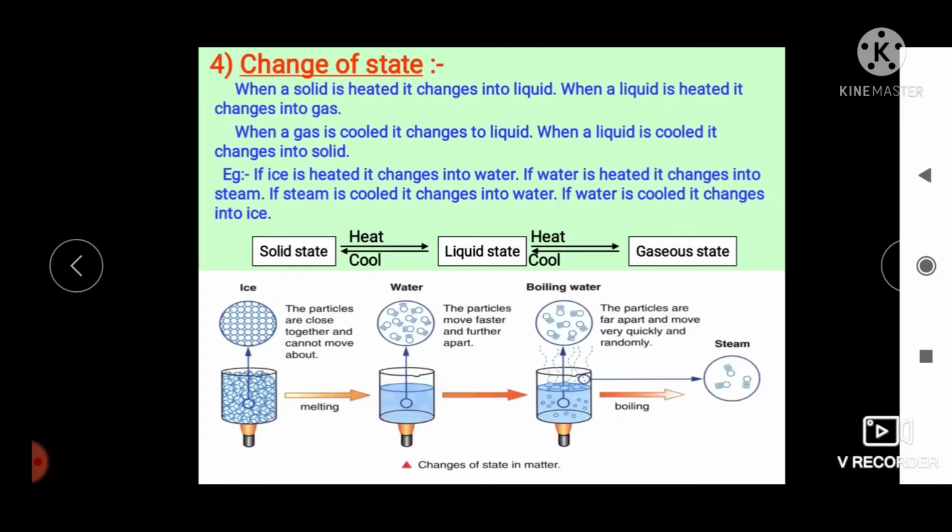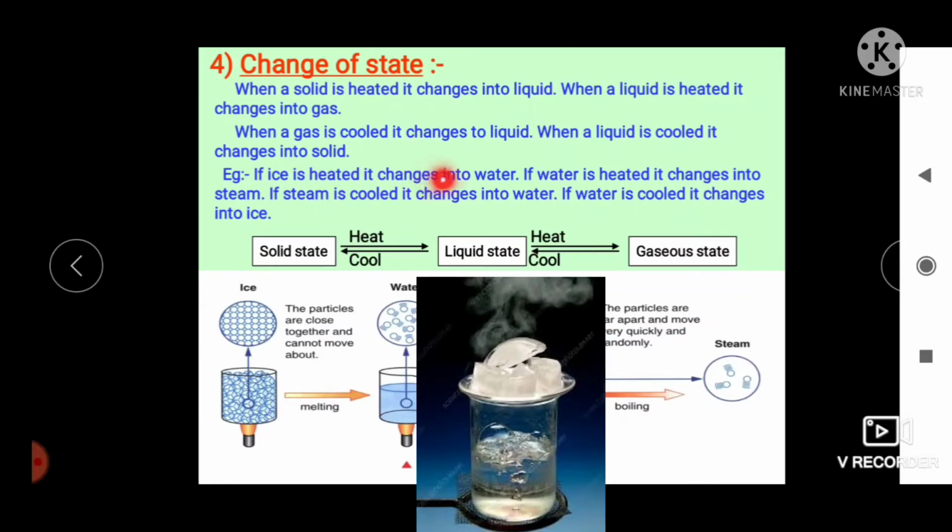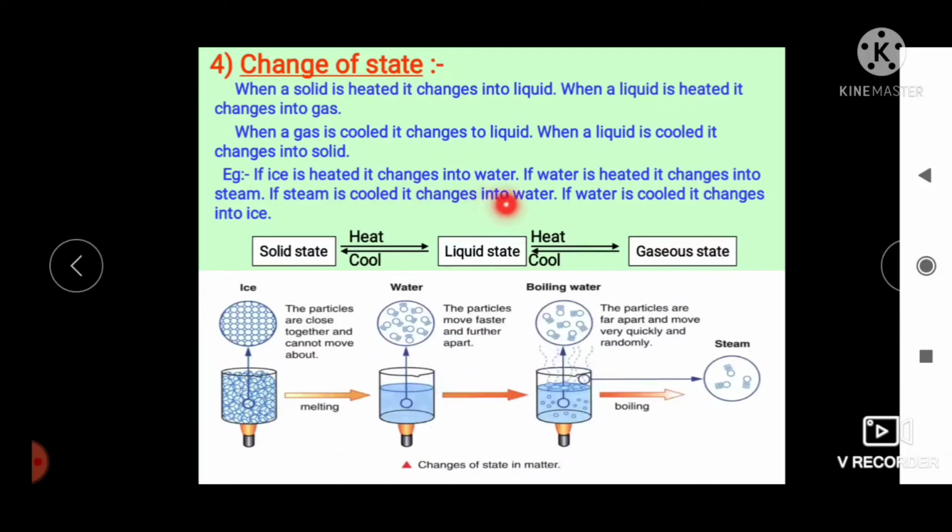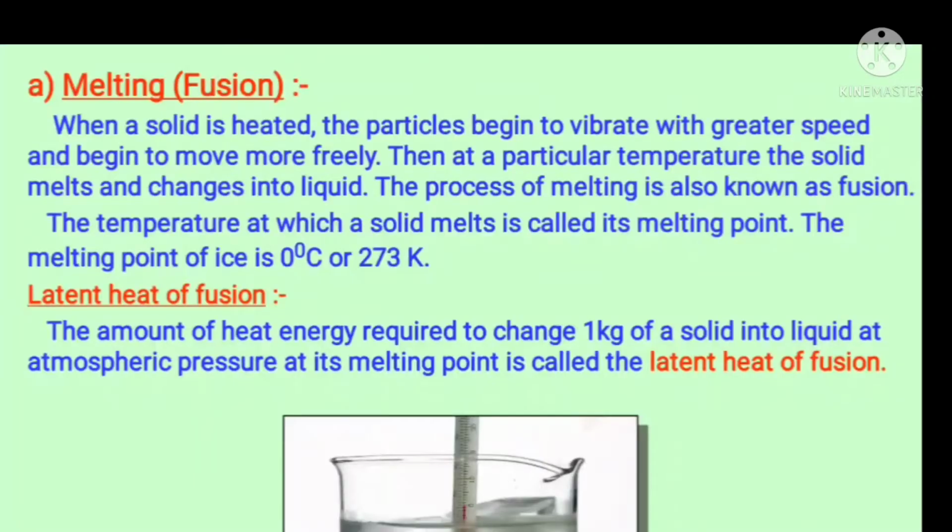For example, if ice is heated, it changes into water, and if water is heated, it changes to steam, and if steam is cooled, it changes into water, and if water is cooled, it changes into ice.